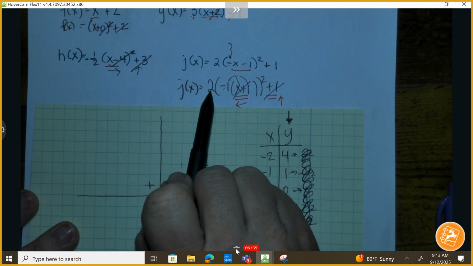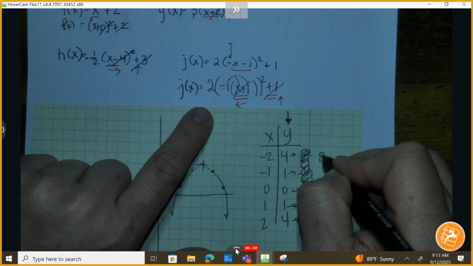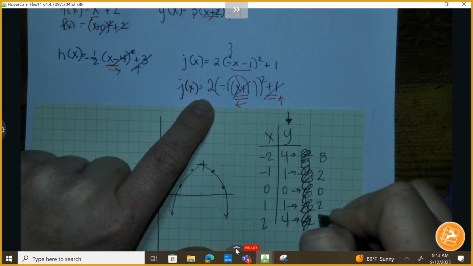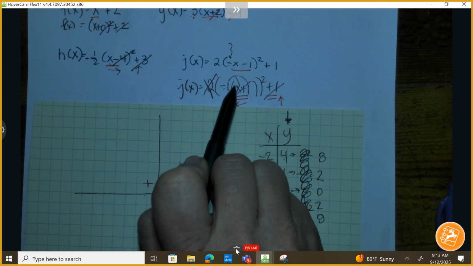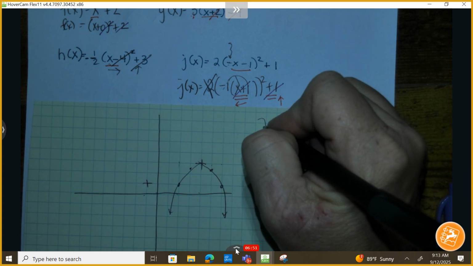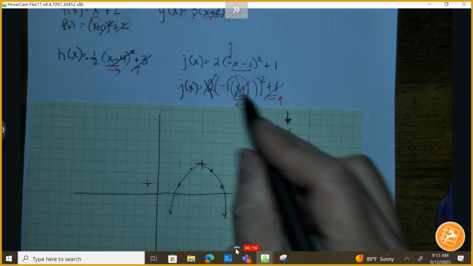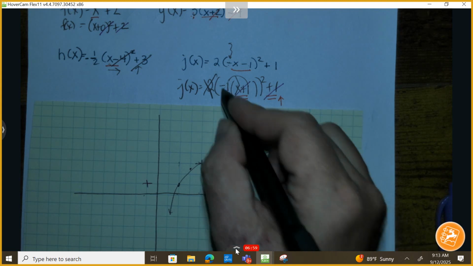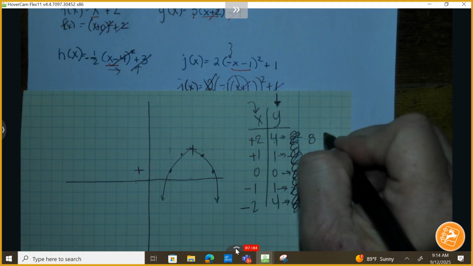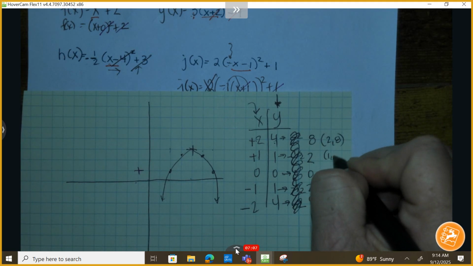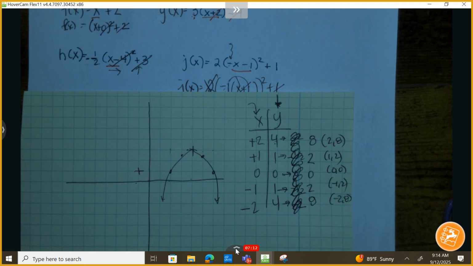Any value that's directly in front will always be multiplied by the y's. 4 times 2 is 8. 2, 0, 2, and 8. Done. Any value that is within the parentheses that we had to factor out will always be multiplied by the x's. So negative 1 times negative 2 is positive 2. Negative 1 times negative 1 is positive 1. 0 times negative 1 is 0, and so on. So these are my ordered pairs: 2, 8; 1, 2; 0, 0; negative 1, 2; and negative 2, 8.